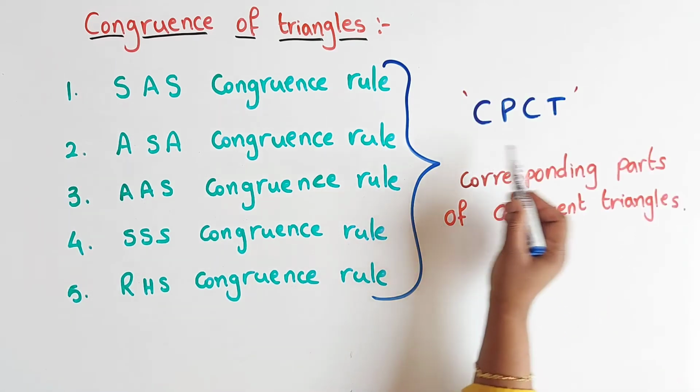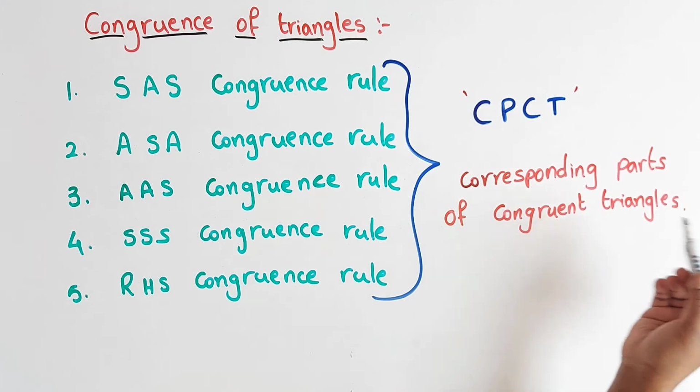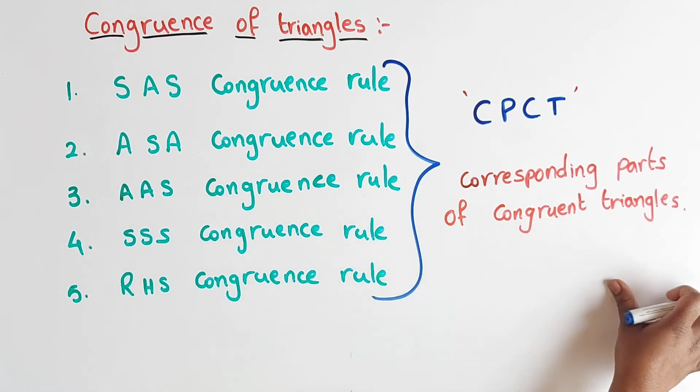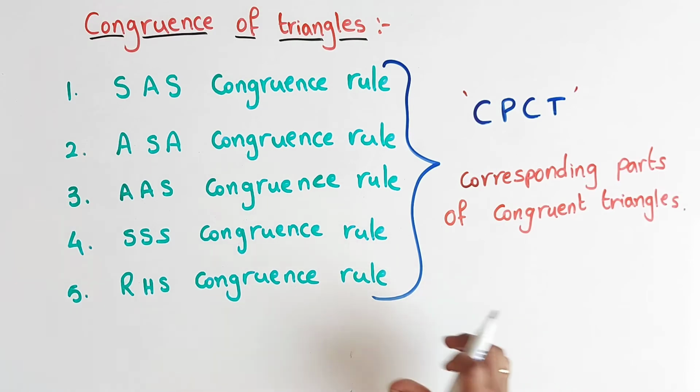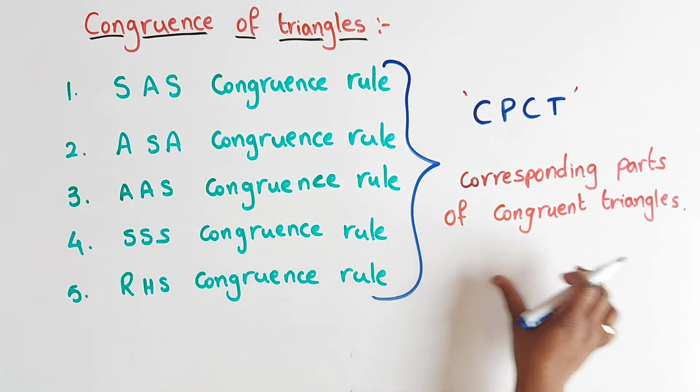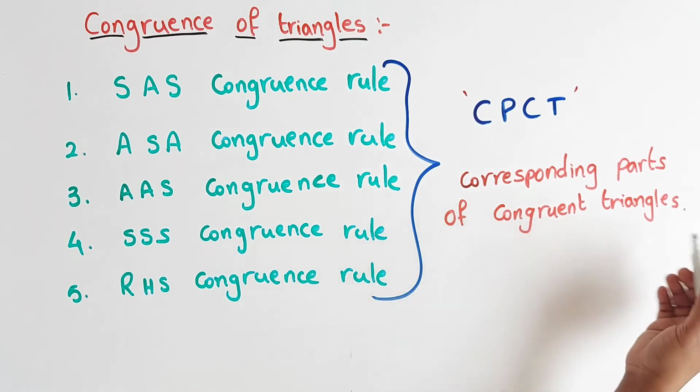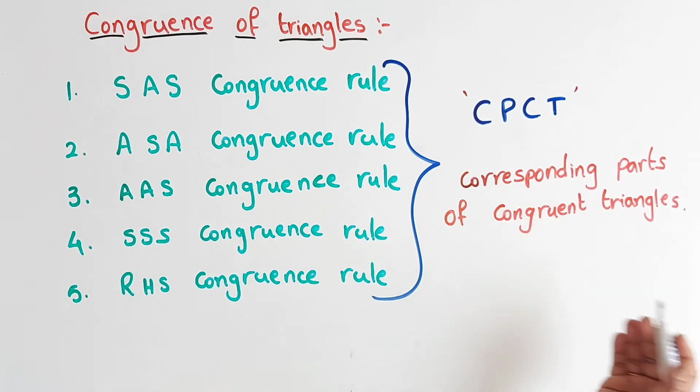Here what is the word CPCT? Corresponding parts of congruent triangles. If any two triangles are congruent, you can make other parts also equal by using this CPCT, corresponding parts of congruent triangles.